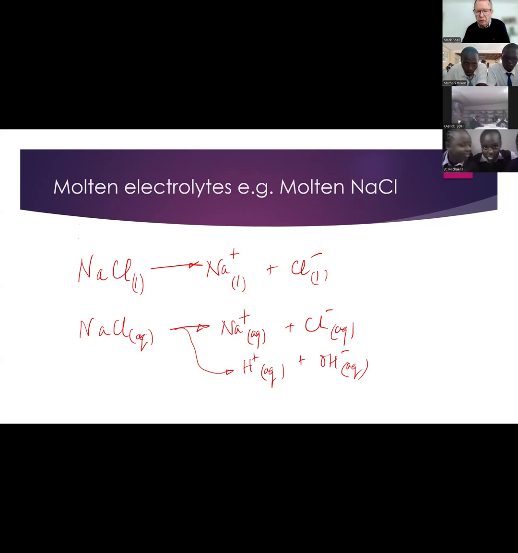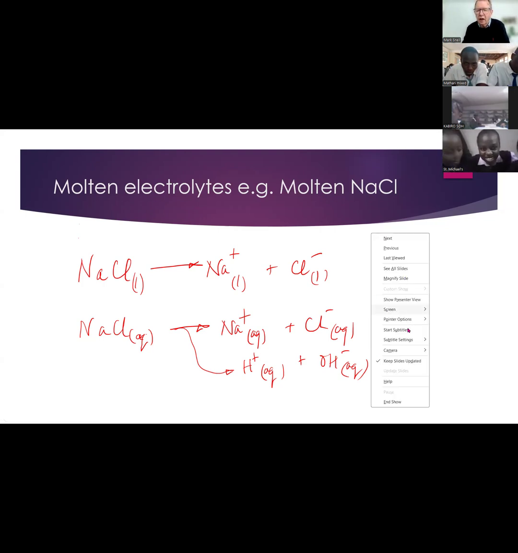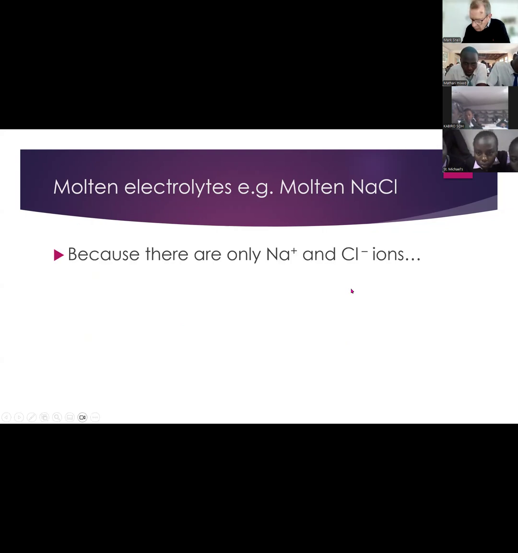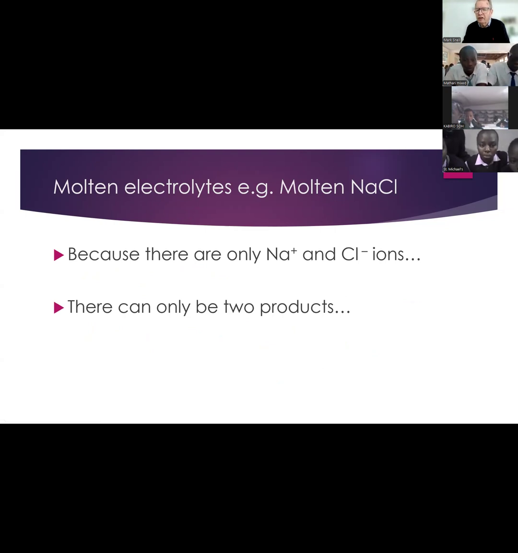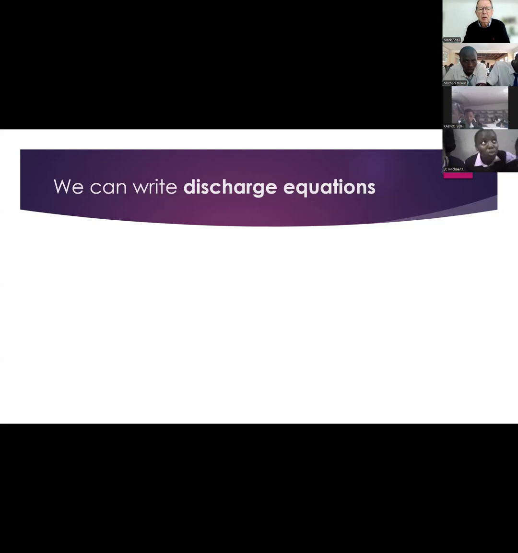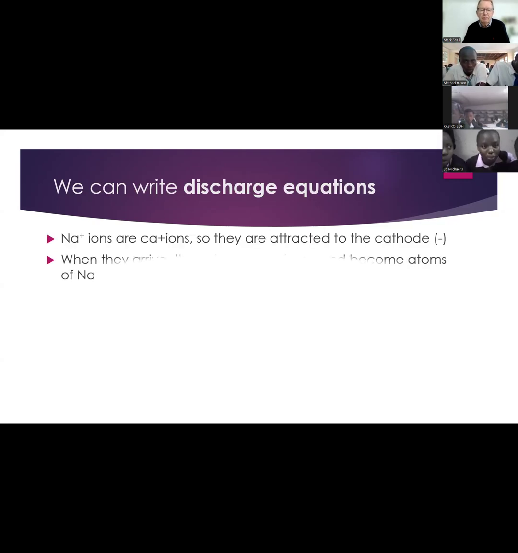Okay, now that's very important that you understand that the ions are completely separated and they do not have anything to do with each other at all. That is really, really important. Okay, so there are only Na+ and Cl- ions, so there are only two products, sodium and chlorine. Now, last time we wrote some ion electron or discharge equations. Here are some. So the Na+ are cations.